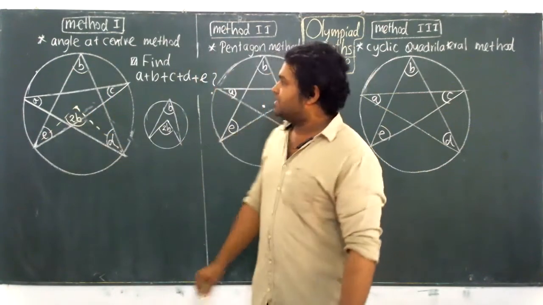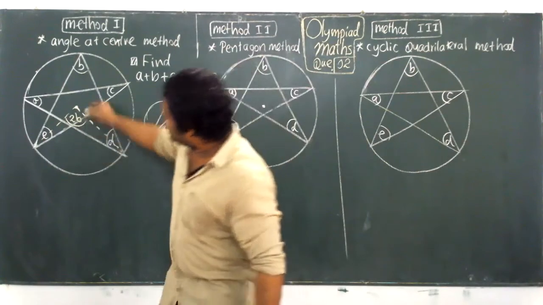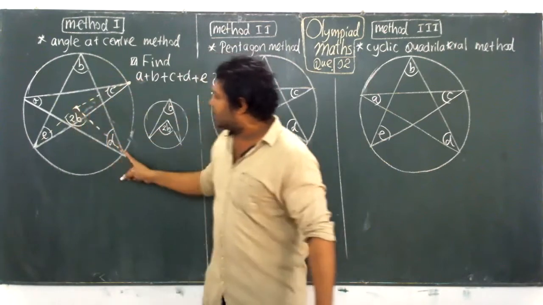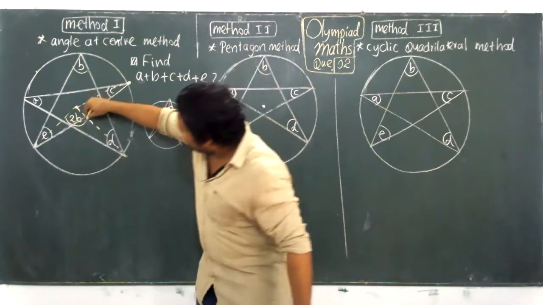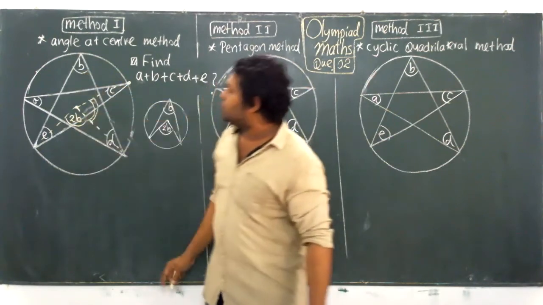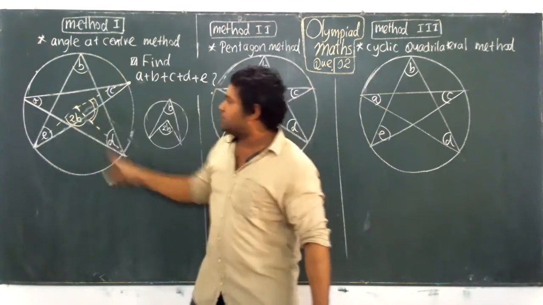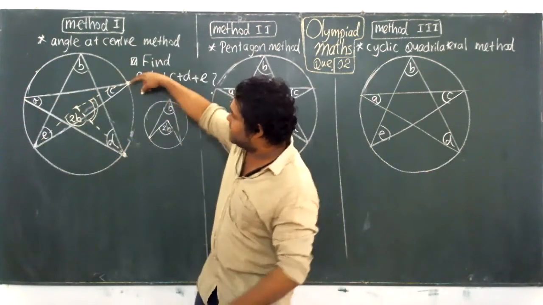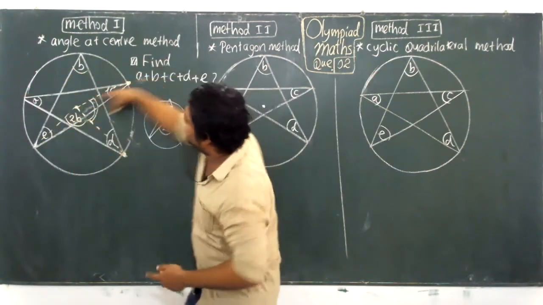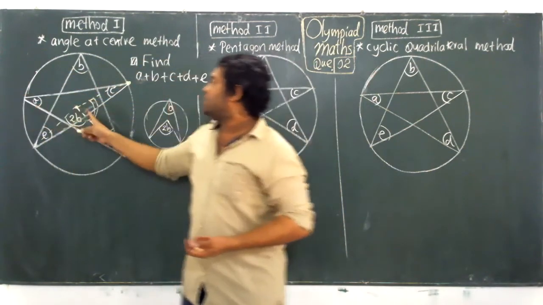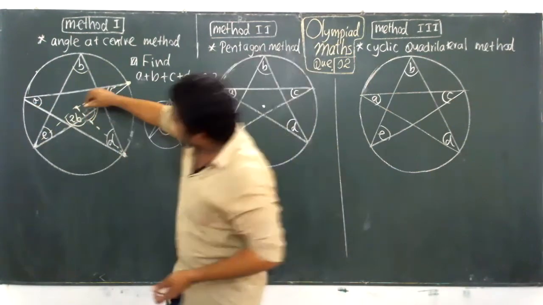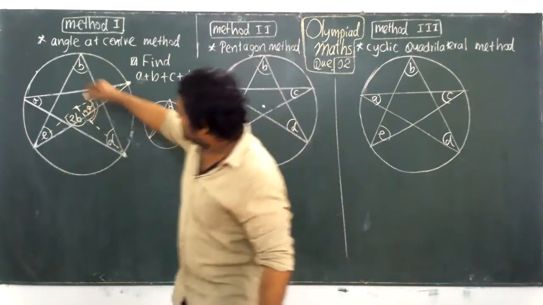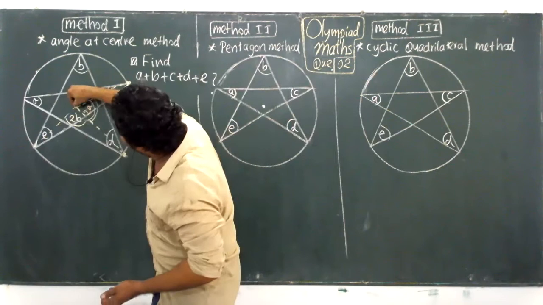In a similar way, if I draw this one, again I can construct another angle at the center, and this angle at the center is twice the angle at the circumference, because this angle A is standing on these 2 points on the circumference. If the angle at the circumference is A, then the angle at the center is 2A. And I can mark 2A.